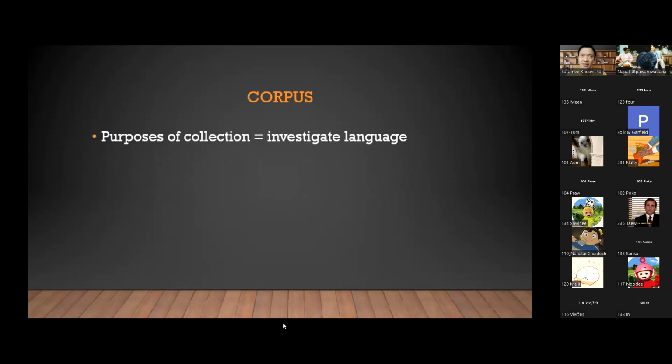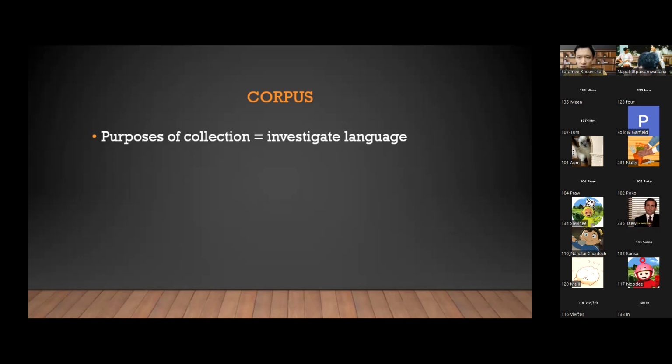Now, when we collect that kind of data, the purpose is to investigate language. So a corpus is different from a database. A corpus is different from Google, although the search is kind of similar. The way you search in a corpus and the way you search in Google is very similar, actually. You need to type a search word and then the program will give you the data. But it's different because Google and other search engines have a vast amount of data, but that is for searching for information.